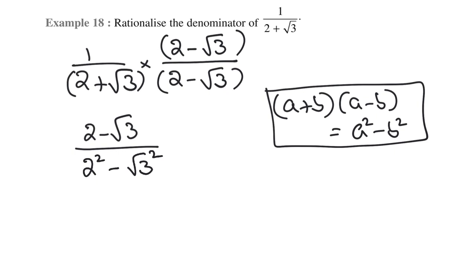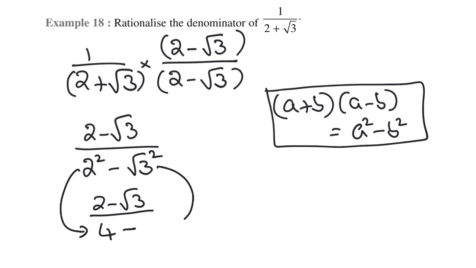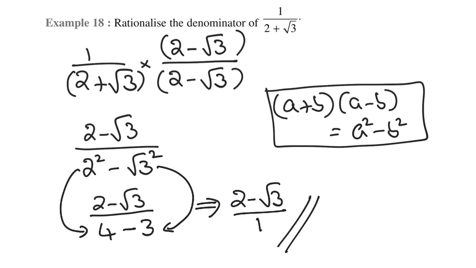So now my numerator is 2 minus root 3, divided by 2 squared, which is 4. So I can bring that down. 2 squared is 4 minus root 3 squared is 3. So where do we land up? 2 minus root 3 divided by 4 minus 3, which is 1. So have I rationalized the denominator? Yes. So that's great. So this is how we do it.